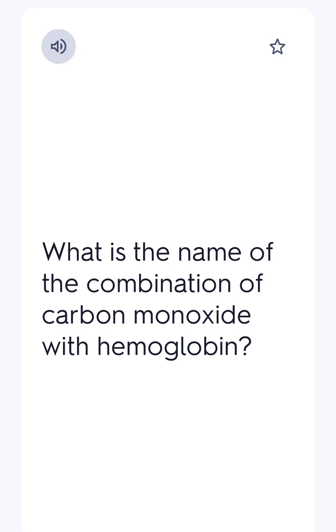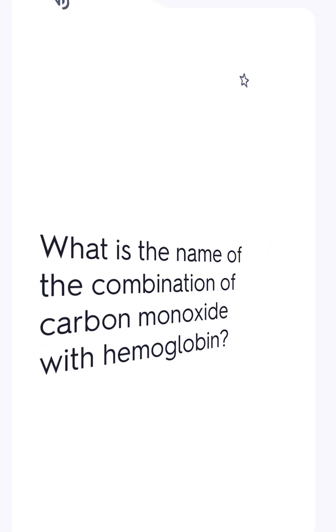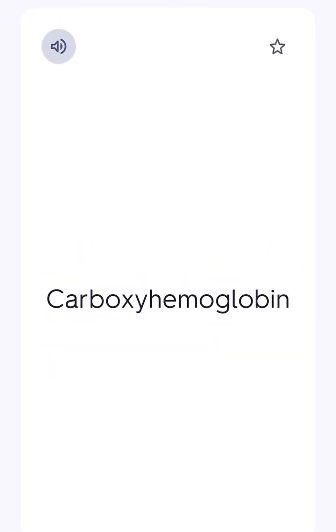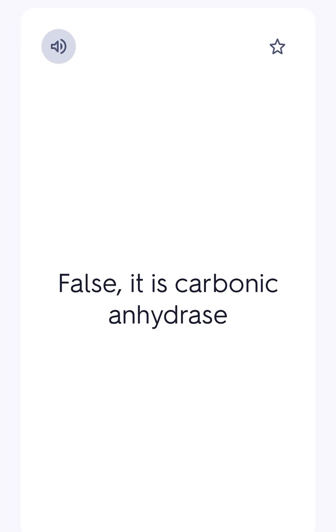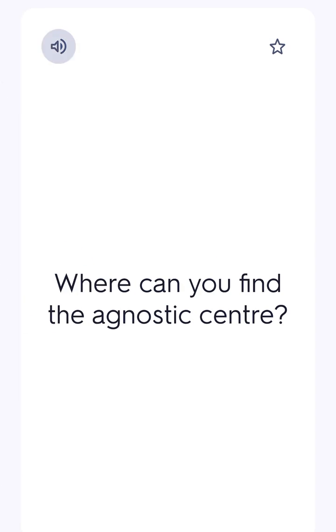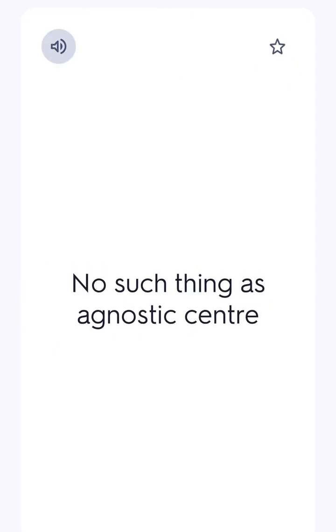What is the name of the combination of carbon monoxide with hemoglobin? Carboxyhemoglobin. Carbonic hydrolase separates carbonic acid into carbon dioxide and water. False. It is carbonic anhydrase. Where can you find the agnostic center? No such thing as agnostic center.